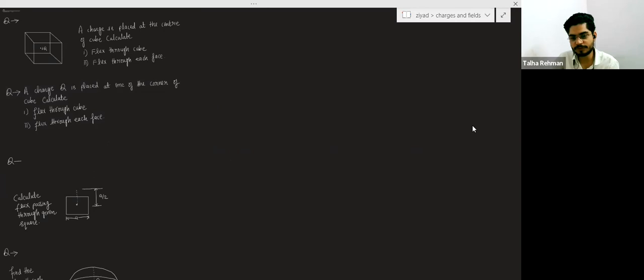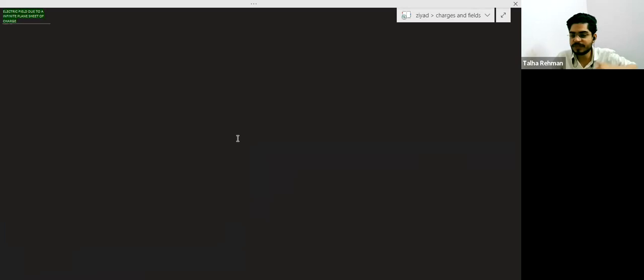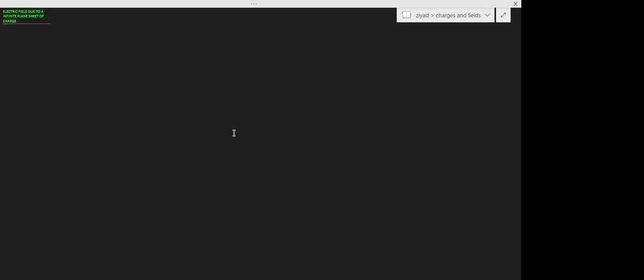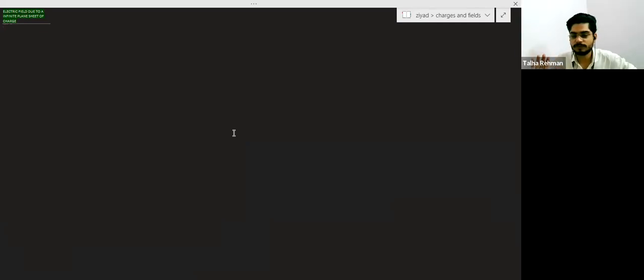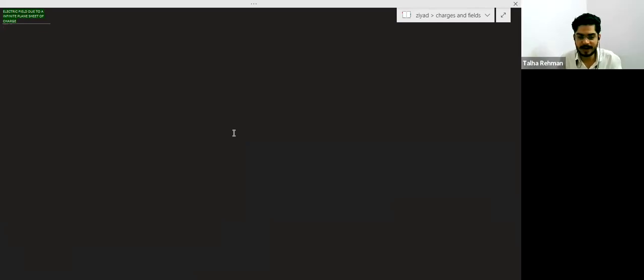This chapter is just about to finish. We will study the continuous charge distribution, and after that the Gaussian surface. These are small topics that can be finished in the next lecture, which will be the last lecture on this chapter. In the coming lecture we will definitely start magnetism, inshallah. We will try to catch up with the syllabus of your school also. There is no problem from my side, and I will complete your syllabus on time.